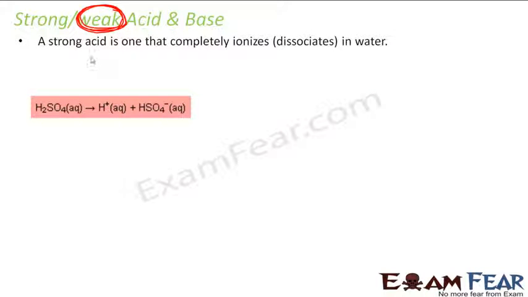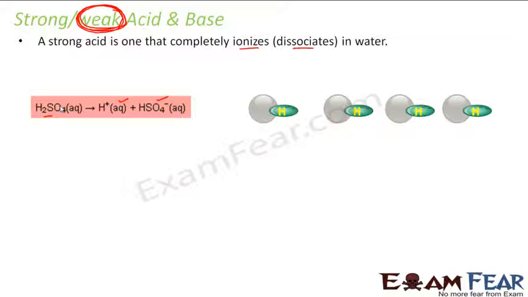So a strong acid is one that gets completely ionized or dissociated in water. For example, H2SO4 is a very strong acid. The moment you put it in water, it becomes H plus and HSO4 minus ion, and almost 99 to 100% of this H2SO4 is ionized.